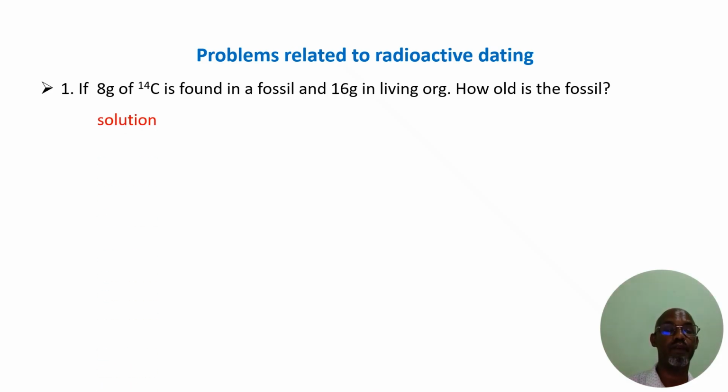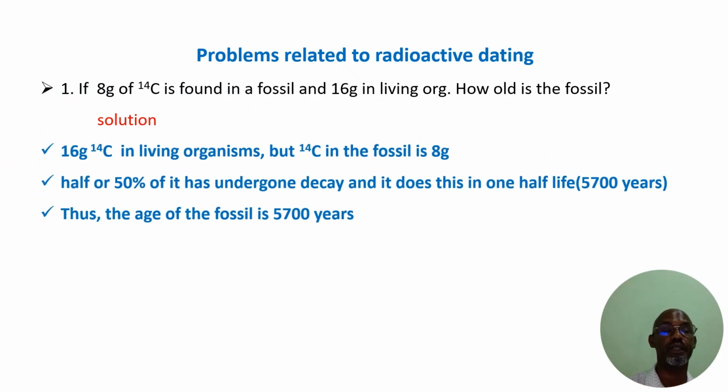This is very simple. Carbon-14 in living organisms is 16 grams, but in the fossil it is 8 grams. The difference is 50% loss. 50% of it has undergone decay. It does this in one half-life. That is, for carbon-14, 5,700 years. Thus, the age of the fossil is 5,700 years. Let's go to the second question.